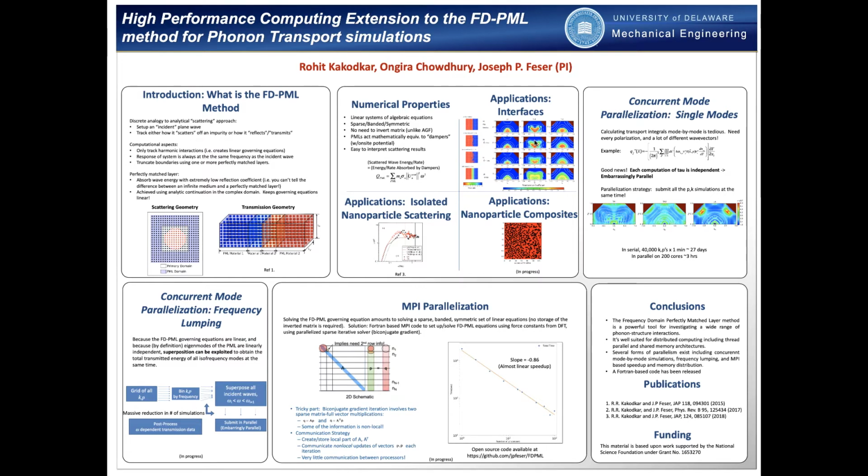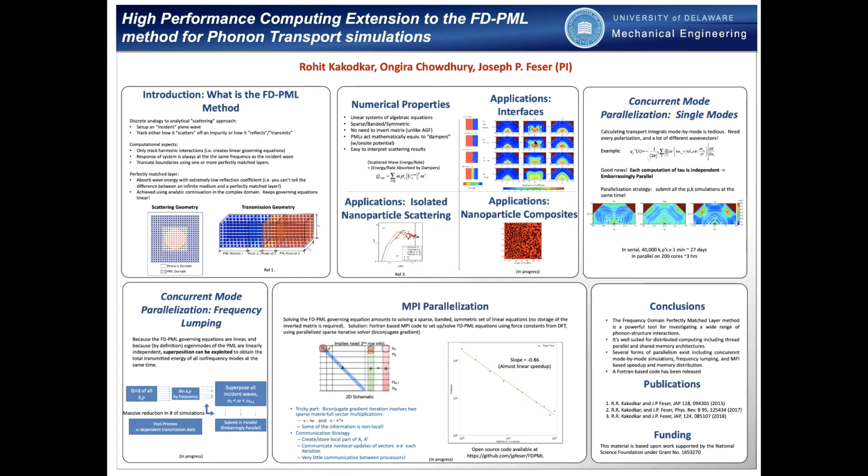To make this a computationally tractable problem, basically, what we did was we take a similar approach to the atomistic Green's function formalism, where we only track harmonic interactions. And that has the benefit of creating a series of linear governing equations. And I'll talk a little bit more about that in a second. The response of the system always comes at the same frequency as the incident wave in that case. And the tricky part is how do you truncate the boundaries? Analytically, that's easy. Numerically, that's harder. We use a technique called the perfectly matched layers, thus the name.